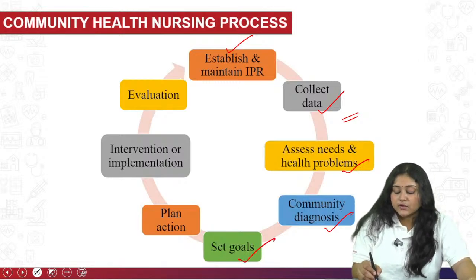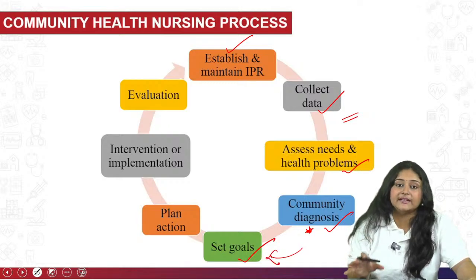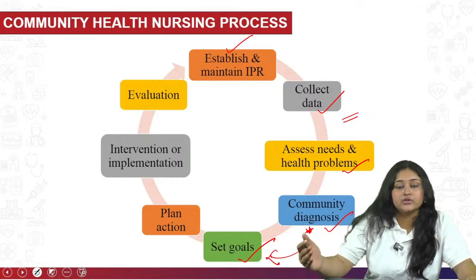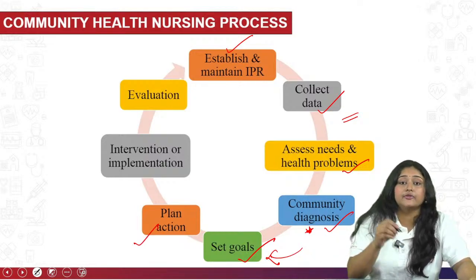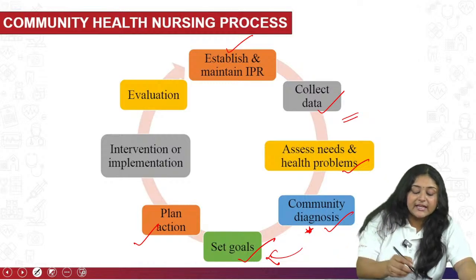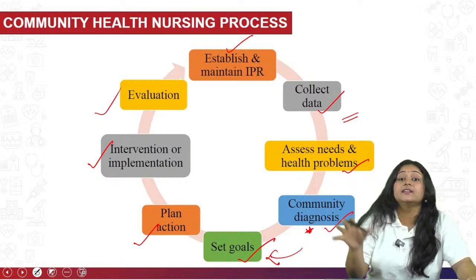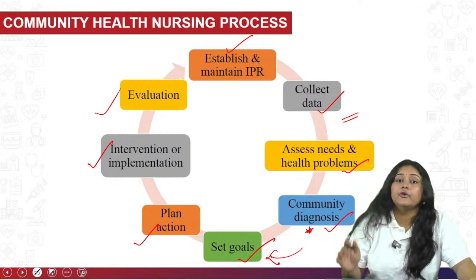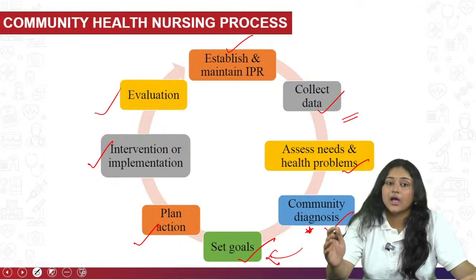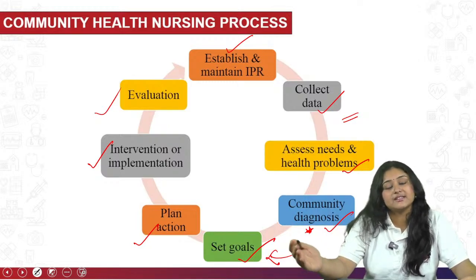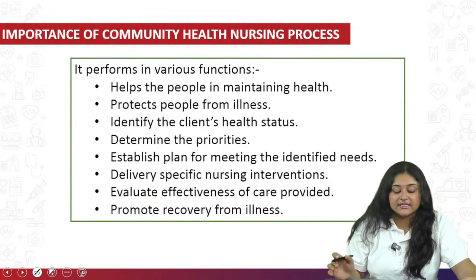Next is setting goals. Based on the diagnosis, we have to prioritize and set our goals, deciding which people we are going to give care priority. Next is planning action. Based on the goals, you have to plan the intervention, then intervention and implementation. After that, we have to evaluate whether the plan you made for the promotion of health for that particular disease condition has had an effect on the people of the community or not. So these are all the steps of the community health nursing process.